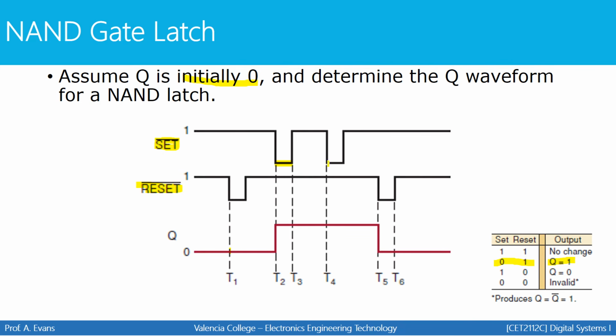And set goes back low right here, which means the flip-flop will be set. It was already 1, it's just going to stay 1. And then we can see right here, reset goes low while set is high. This is when the flip-flop will clear and the output will go low. That's how we would do the waveform for a NAND latch.